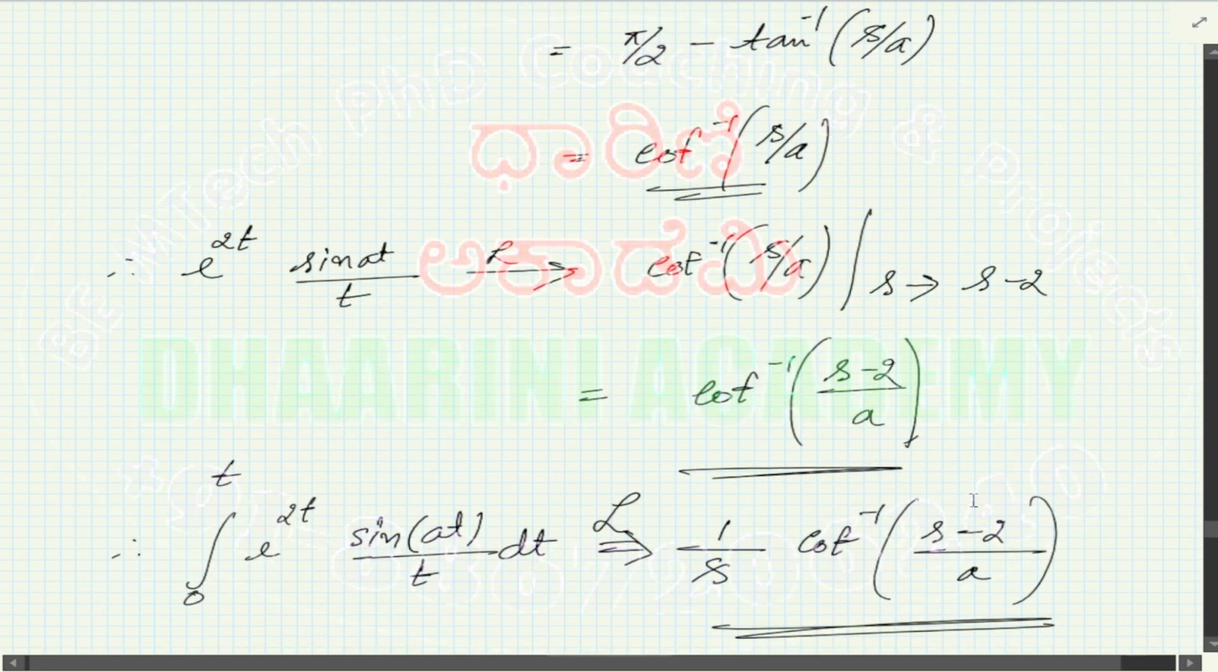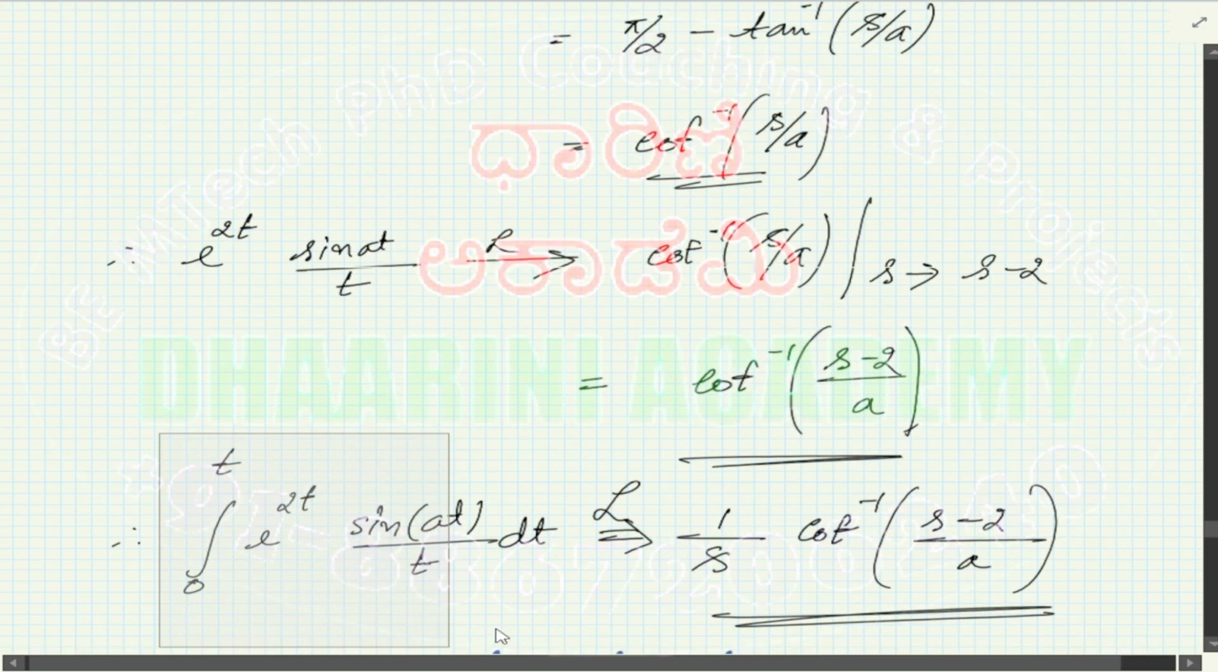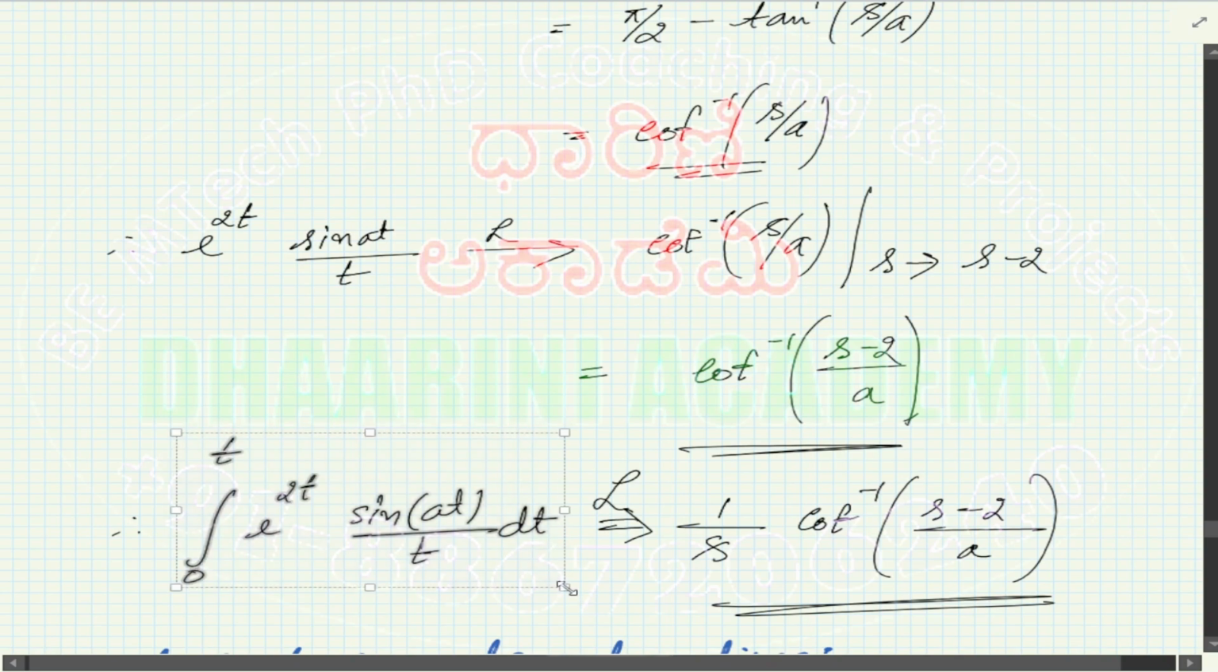So now, for e to the 2t sine at by t, we got cot inverse of s minus 2 by a as the answer. But later in the problem, I can see the integration coming up. To have an integration, this has to be 1 by s times, because you just have to divide by s for your existing Laplace. Existing Laplace in the sense it is cot inverse of s minus 2 by a. Simply divide by s like this.